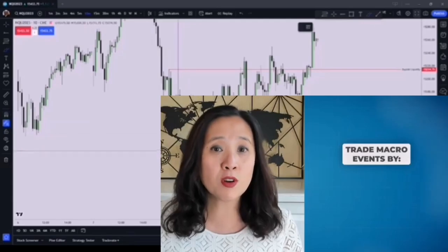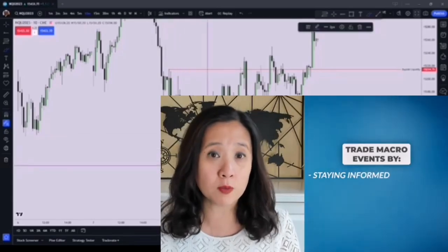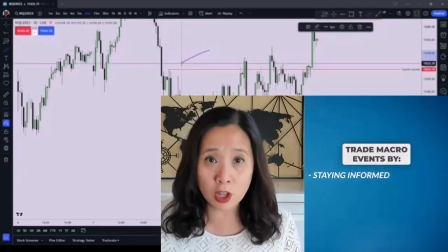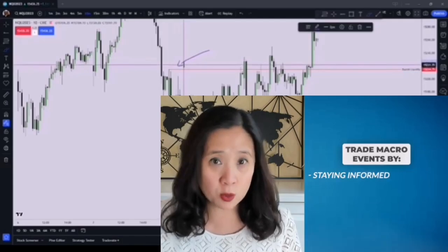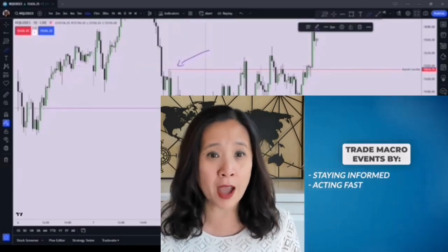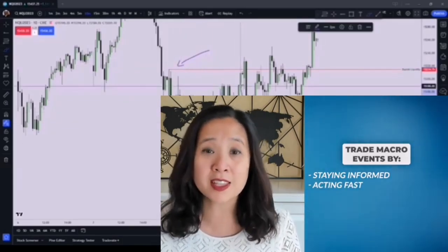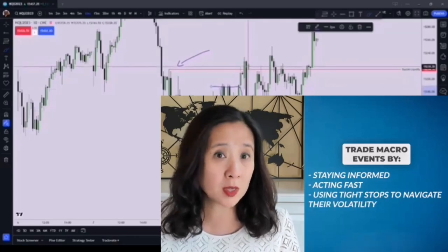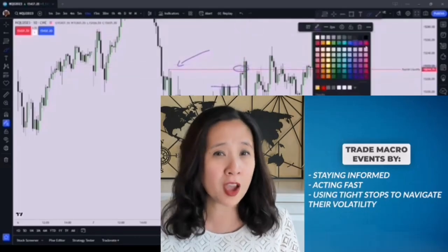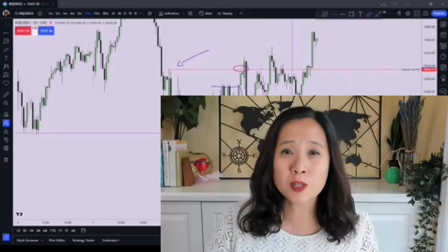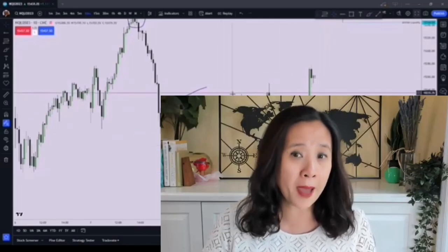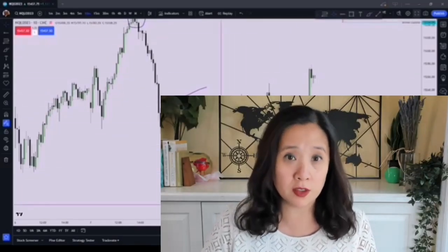To trade macro events effectively, you need to stay informed, follow global news, and have alerts for breaking stories. Act quickly as the markets react fast to macro news, so timing is everything. You want to trade with tight stops because the macro moves can be very volatile. They're like the Forex market earthquakes, sudden, impactful, but usually short-lived.